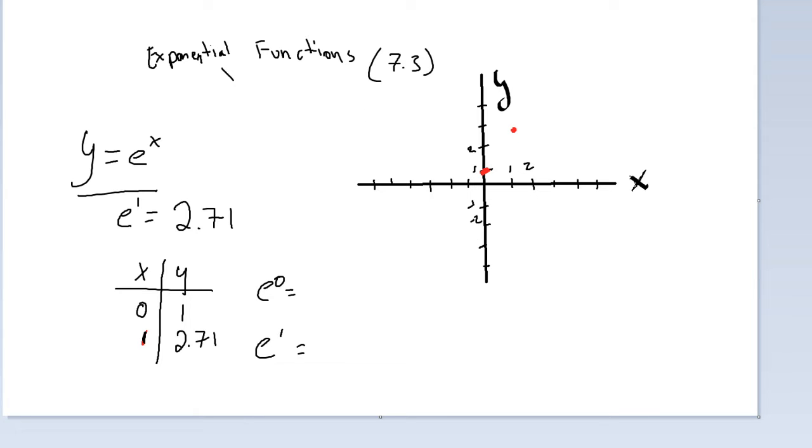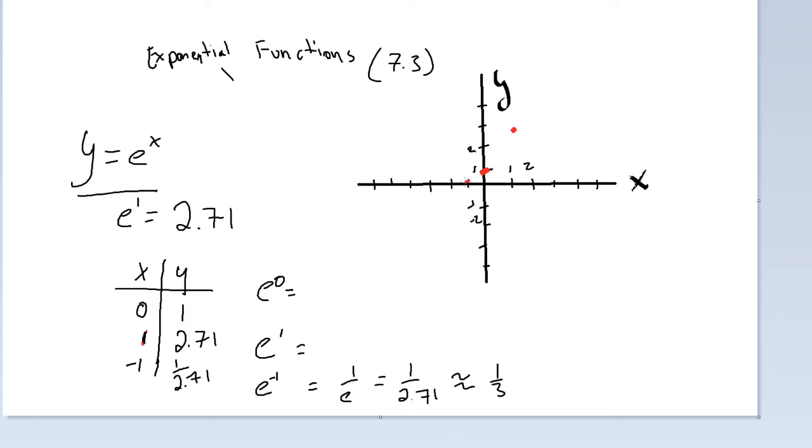And if I select, let's say, 2 more points, if I do -1, it's going to be e to the -1, which we know is 1 over e, which is about 1 over 2.71, and that's roughly about 1/3. So I can say it's about 1/3, or you can leave it as 1 over 2.71, but when I graph it, you know it's going to be roughly about 1/3. So (-1, 1/3) right about there.